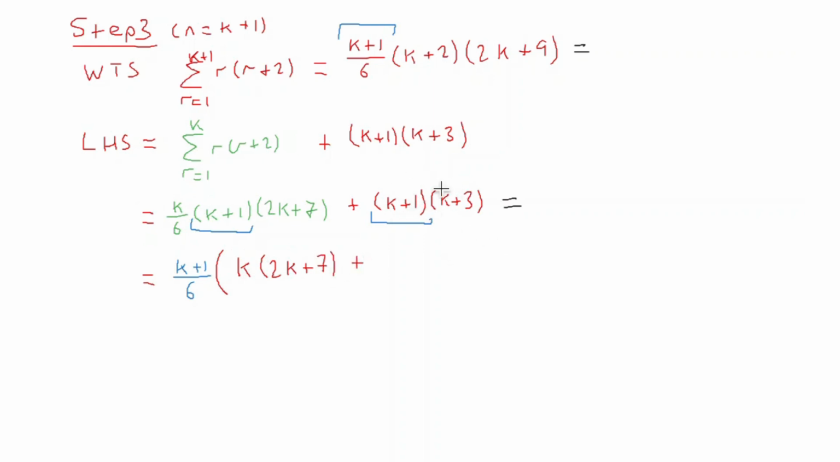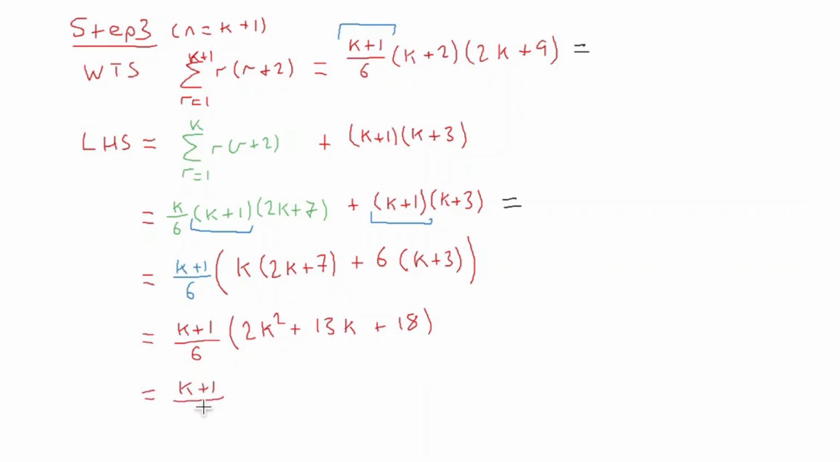What do I need to multiply (k plus 1) over 6 by to get this red expression? Well, k plus 3, but also because I have the divide by 6 here, I need to multiply by 6 to counterbalance that. That now gives me (k plus 1) over 6 times the bracket. Expanding this out now, I get 2k squared plus 7k here, plus 6k, so that's plus 13k, and then plus 6 times 3 is 18.